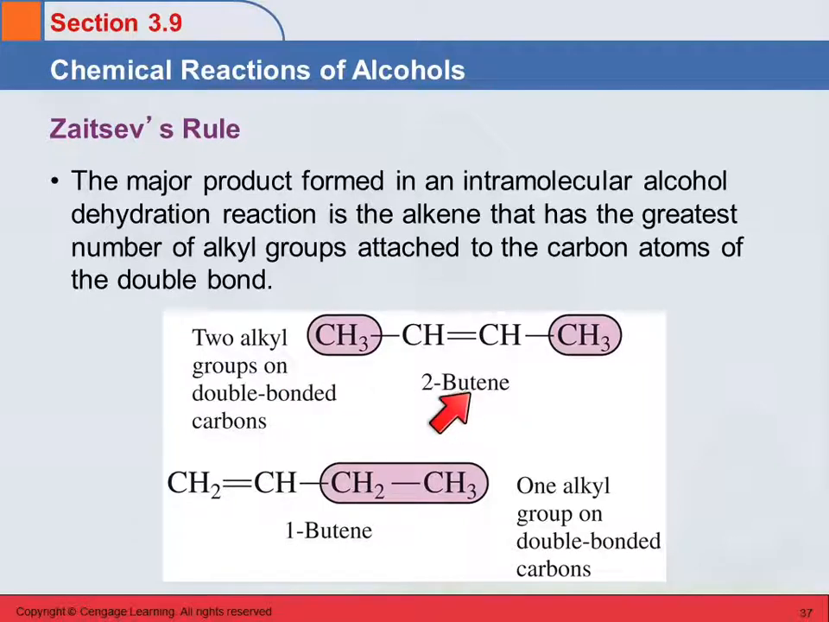One is 2-butene, where this carbon has one alkyl group and the other carbon on the double bond has an alkyl group. So both of these carbons have one alkyl group. We're looking at the carbons in the double bond. This is the other possibility. Here are the two carbons we're looking at. This carbon has no alkyl groups. This carbon has one alkyl group. So this one's going to be the preferred product because we've got more alkyl groups on those carbons. Does that make sense?